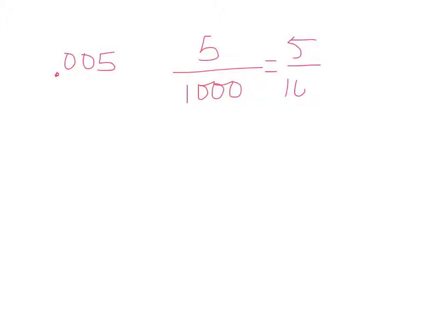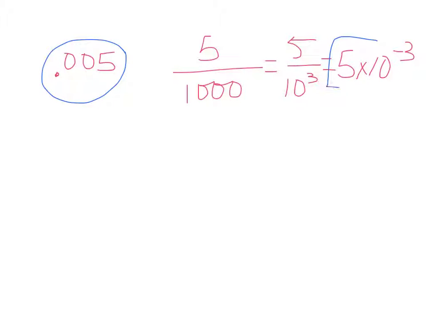If we want to deal with really small numbers, like say 0.005, okay, this is 5 thousandths, which is 5 over 10 to the third, which if we think about our negative exponents, it's this. Okay, so 0.005 is 5 times 10 to the negative third.